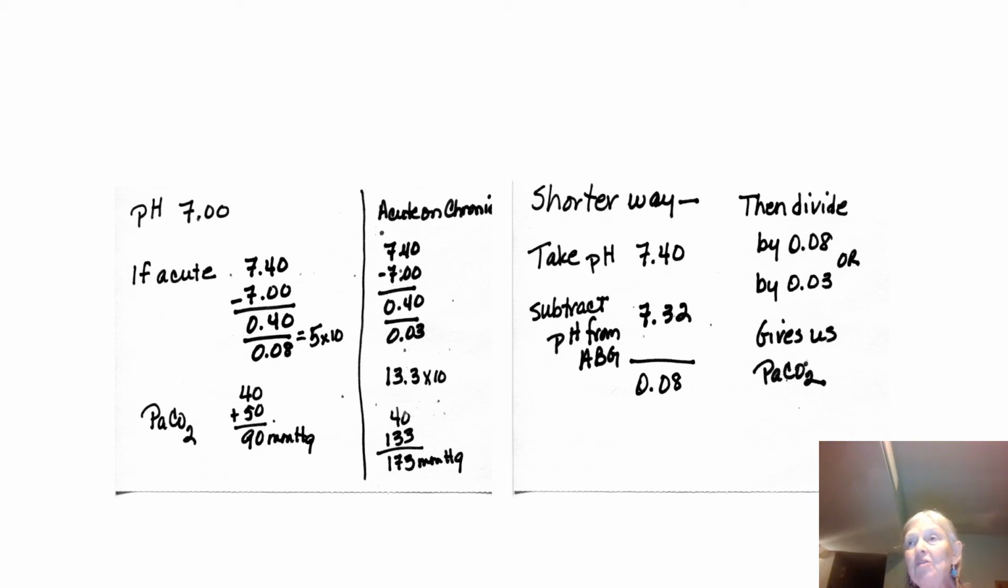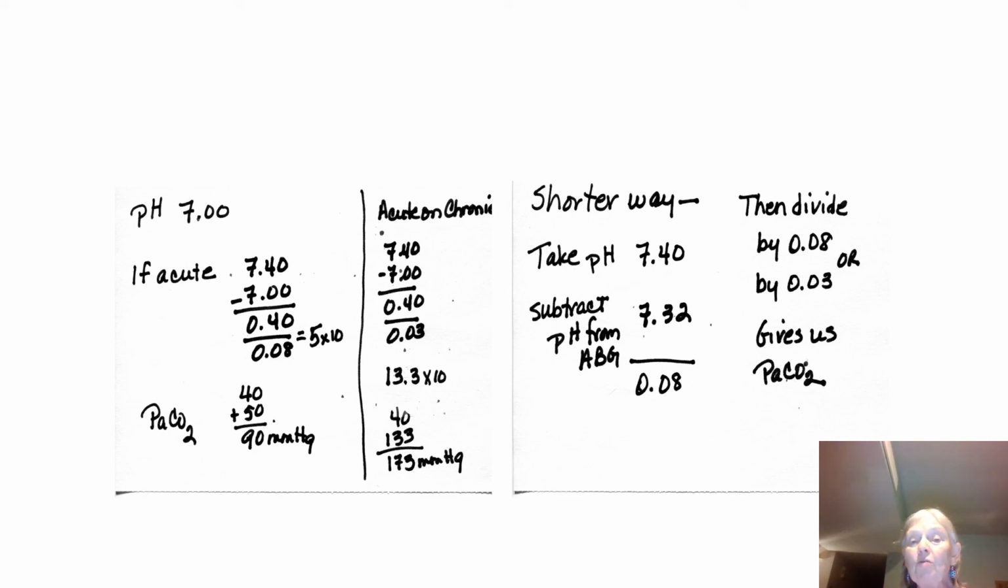You have 5 changes that occurred in order to get from 7.40 to 7.0. And those 5 changes are going to increase that CO2 by 50. 5 by 10 is 50. And so if I look at my CO2, it should be right around 90 millimeters of mercury.